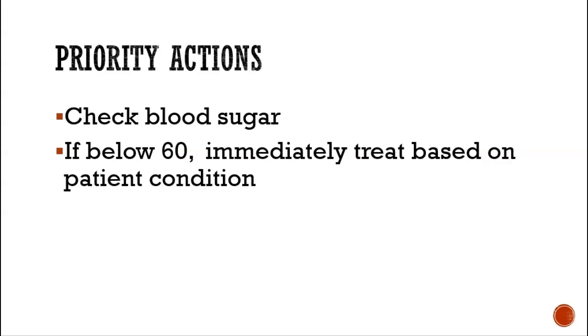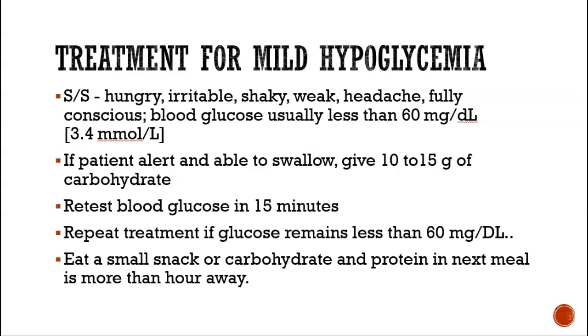If it is below 60, we're going to treat immediately based on the patient condition and the protocol of your organization. Patients who have mild hypoglycemia usually are a little irritable, they're hungry, shaky, weak, headache, fully conscious, and the blood glucose is usually less than 60.